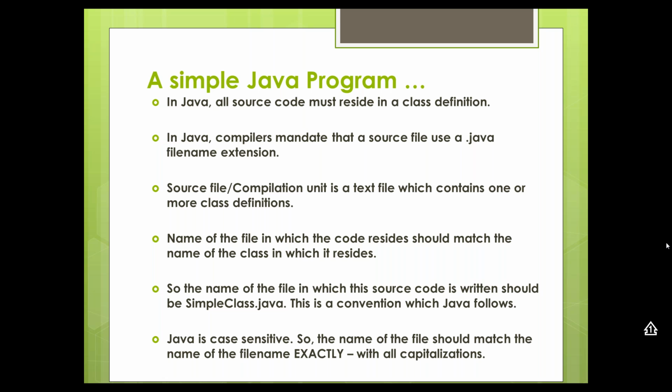Will we write more than one public class in a file? That is the question. We can write more than one public class in a file. There are no such restrictions. You can write, but normally what we follow is a single public class per file.